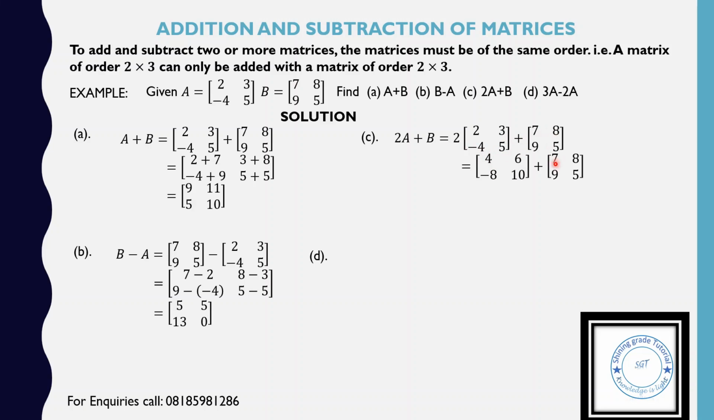Then you write your matrix B, and our answer will be 4 plus 7, you sum the corresponding elements, 6 plus 8, minus 8 plus 9, and 10 plus 5. So 4 plus 7 gives 11, 6 plus 8 gives 14, minus 8 plus 9 gives 1, and 10 plus 5 gives 15. And that is just that.